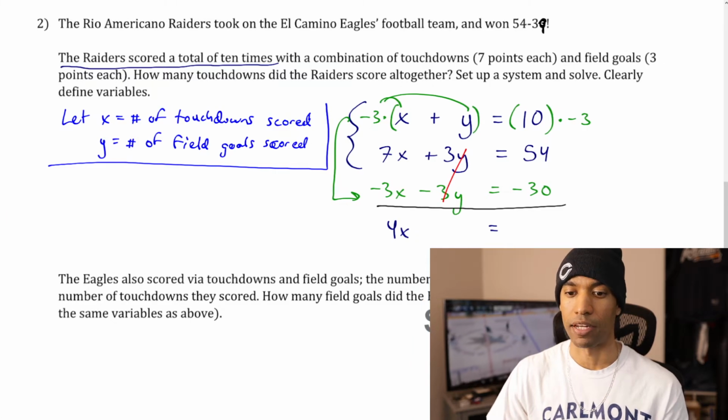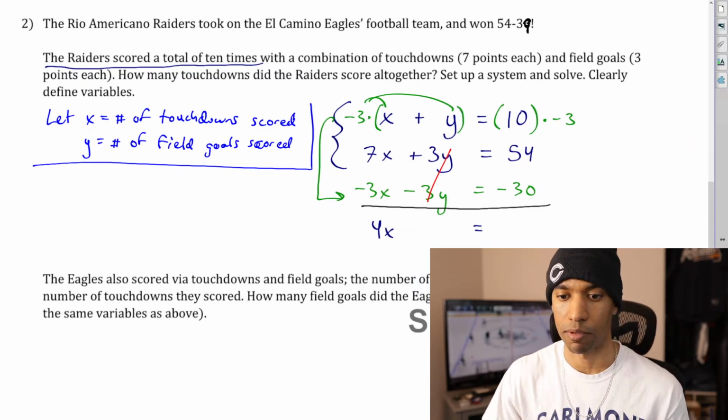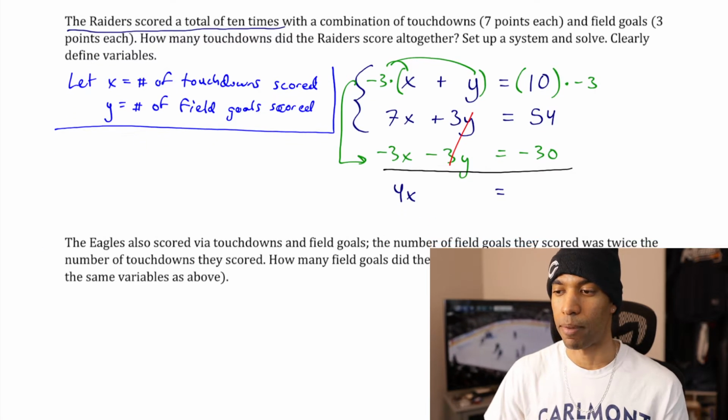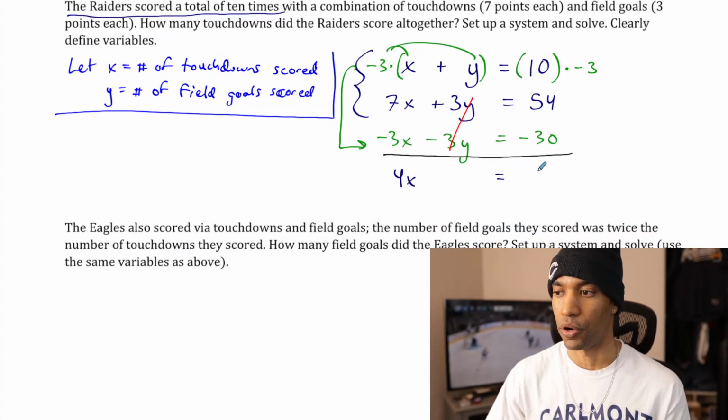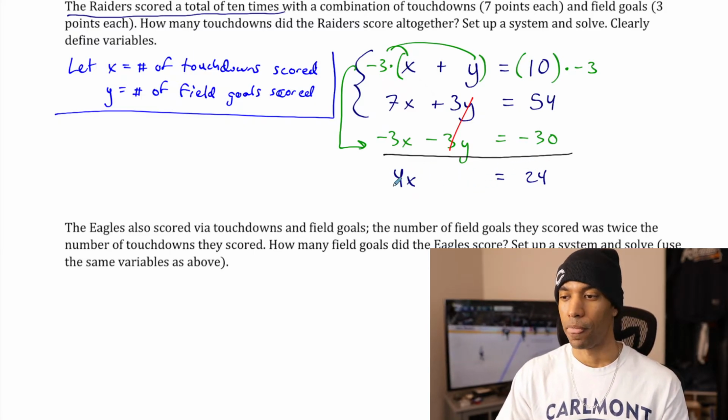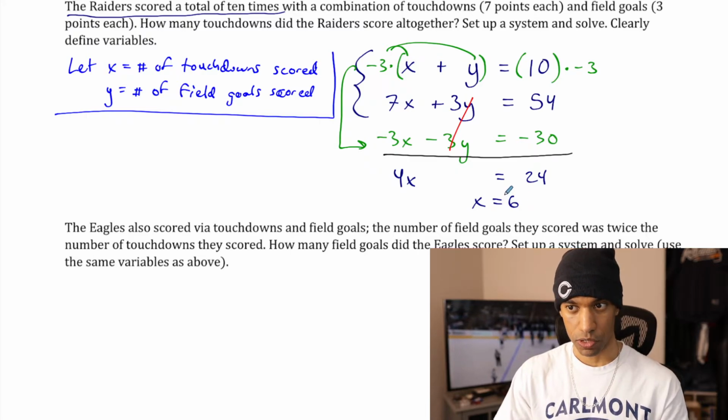And 54 minus 30 is, oh, hang on, something just happened to my thing. There it is. 54 minus 30 is 24. So 4x equals 24. Divide both sides by 4. We get x equals 6.